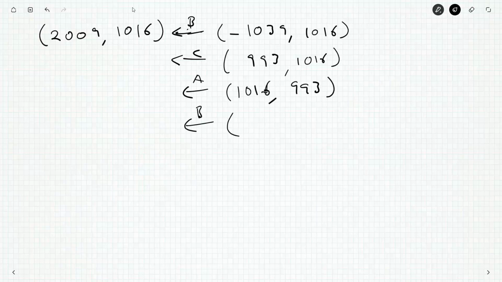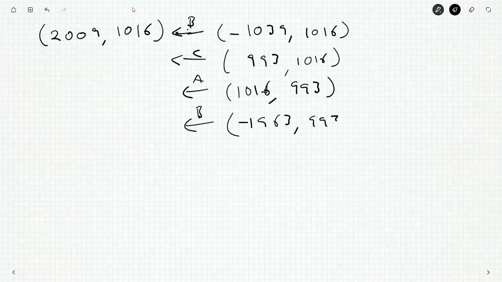So 1016 minus 993 times 3. But once again, we sort of overestimate here. So we get negative 1963. That's okay. We reverse machine C, and the 993 stays where it is. So we add on 2 copies of 993. And now we've really plummeted. We're down to 23.